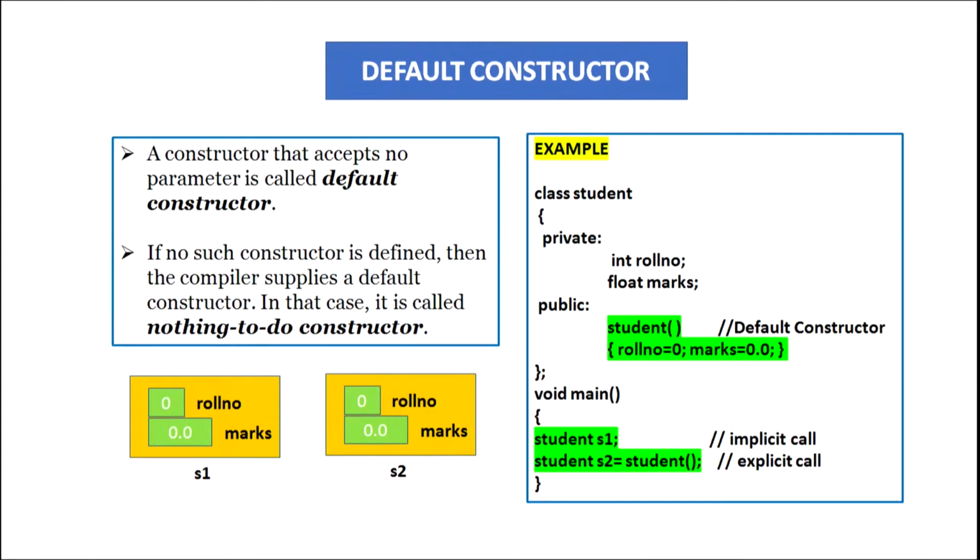In this statement also, an object S2 will be created, and the moment S2 is created, memory is allocated to its data members, roll number and marks. You can see in the memory diagram, and the default constructor will be invoked and assign the value 0 to roll number and 0.02 to marks. And very important to note that if no such constructor is defined, then the compiler supplies a default constructor, and in that case it is called nothing to do constructor.